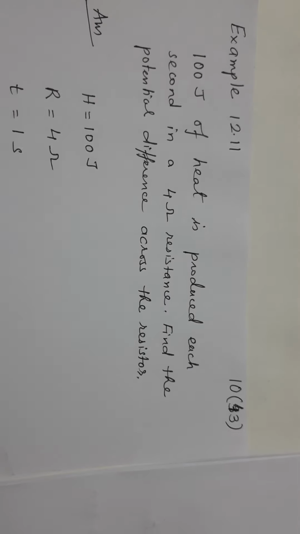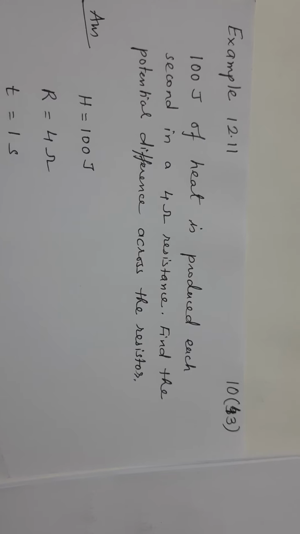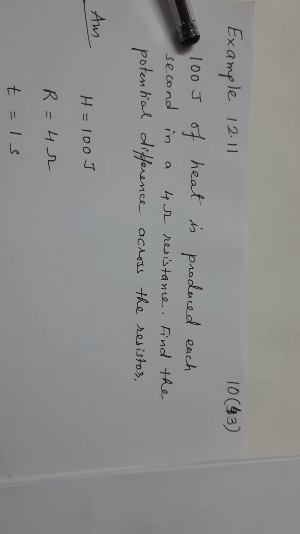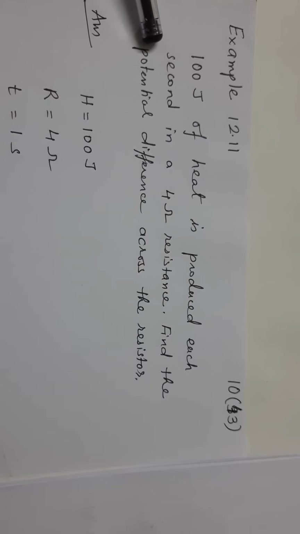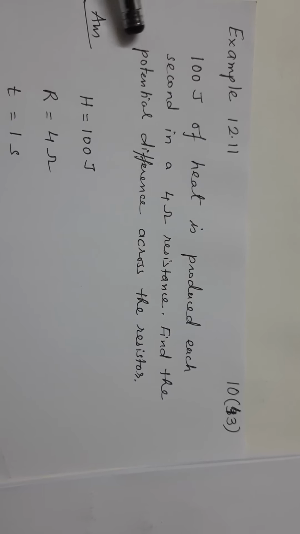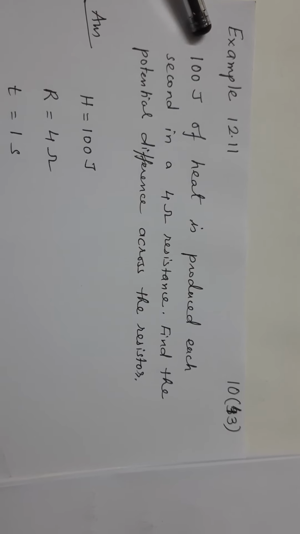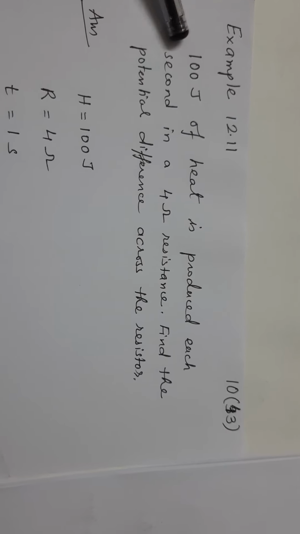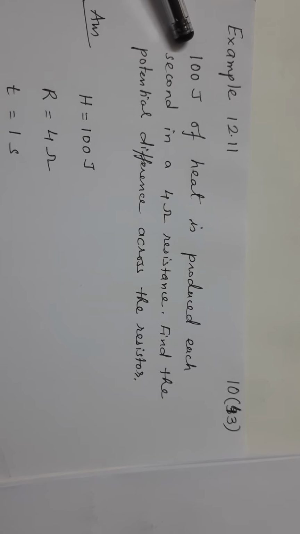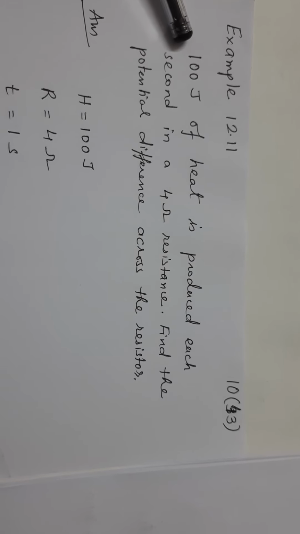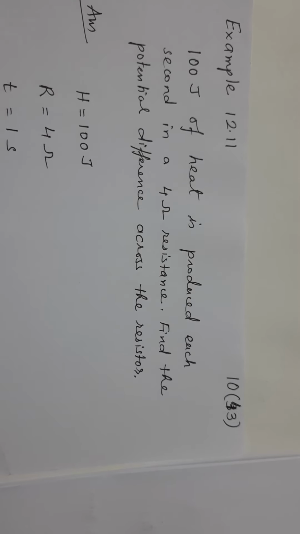Let's see another sum. 100 joule of heat is produced each second in a 4 ohm resistance. Find the potential difference across the resistor. 100 joule of heat is produced each second in a 4 ohm resistance. Find the potential difference. So we have been given H.